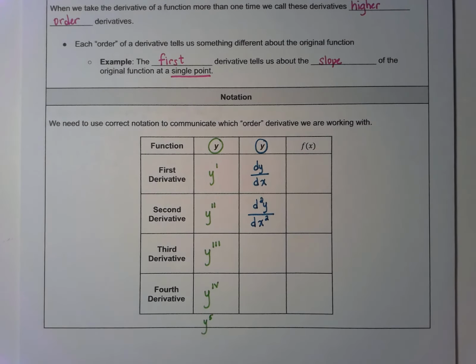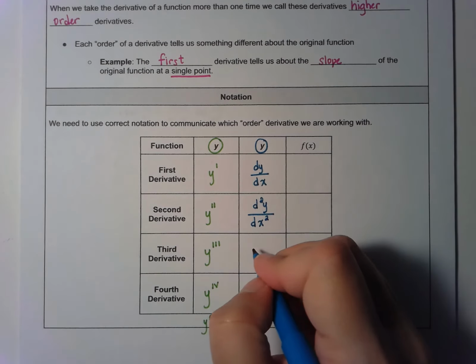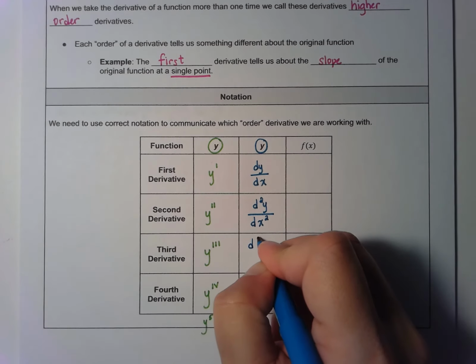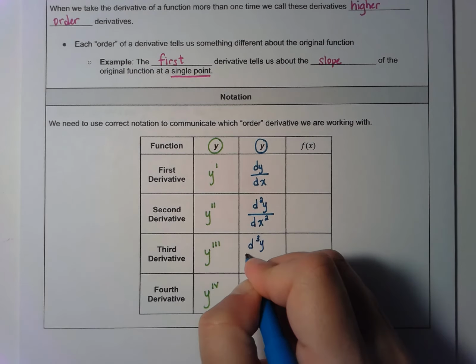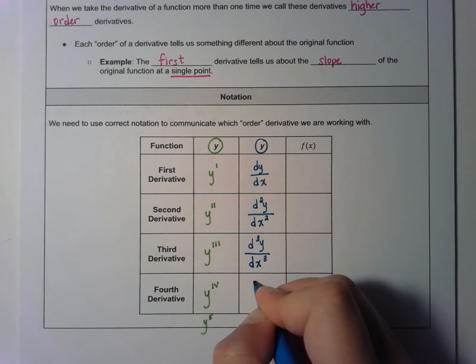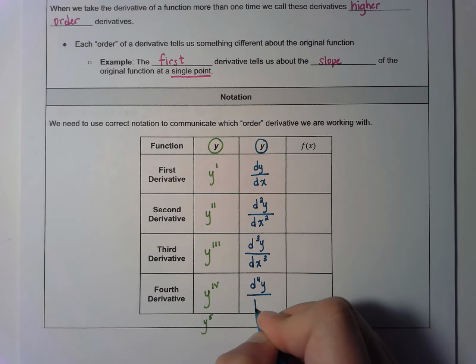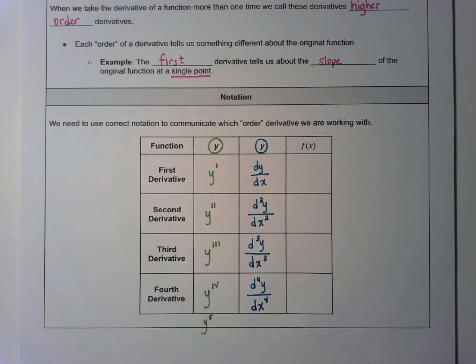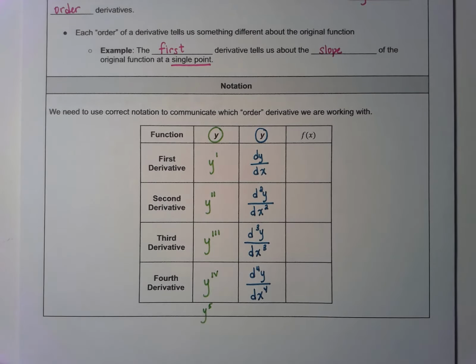And I'll explain why in a second, but I just want to show you the notation first. The third derivative would be d cubed y over dx cubed. And then the fourth derivative would be d to the fourth y over dx to the fourth. And you can see for each level, for each order of the derivative, we're just going to change the number next to the d or next to the x to show that corresponding order.